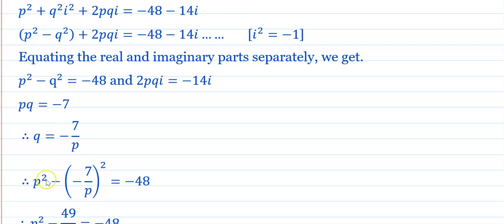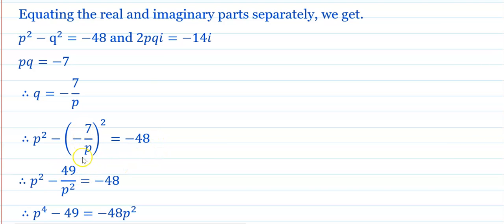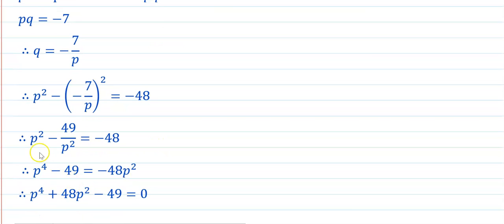Substitute the value of q. p square minus (7 upon p) whole square, that's equals to minus 48. Okay, मग याचा स्क्वेअर करणार 49 upon p square. Multiply on both sides by p square. इकडे p square ने multiplied करा, p raised to 4, p square into 49 upon p square. p square get cancelled. You will get minus 49. Minus 48 into p square. That is minus 48 p square.